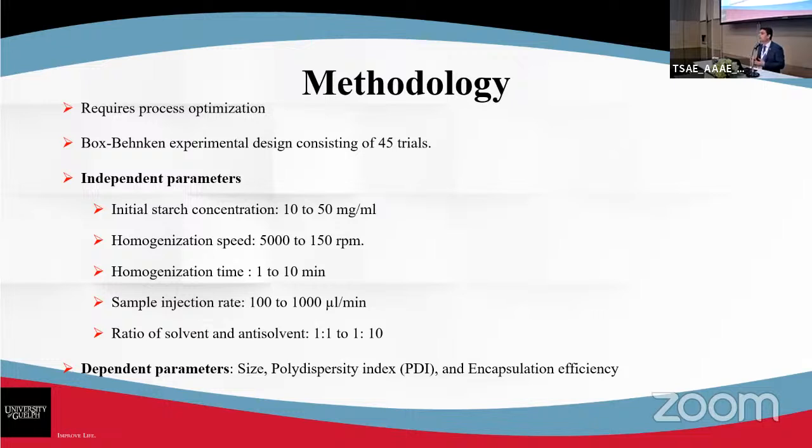Moving forward, when we were synthesizing the method, we realized that the process requires optimization. Therefore, we followed a Box-Behnken optimization technique to optimize the parameters where we take 5 independent variables: initial starch, homogenization speed and time, sample injection rate, and the ratio of solvent and anti-solvent. Whereas on the other side, we have taken 3 dependent variables: encapsulation efficiency, which is the ability of the starch to encapsulate the oil, then polydispersity index to see how dispersed our nanoparticles were, are they very small or big, and the mean particle size.